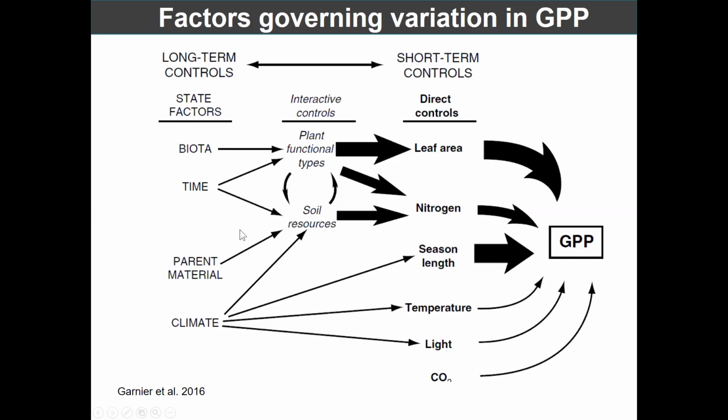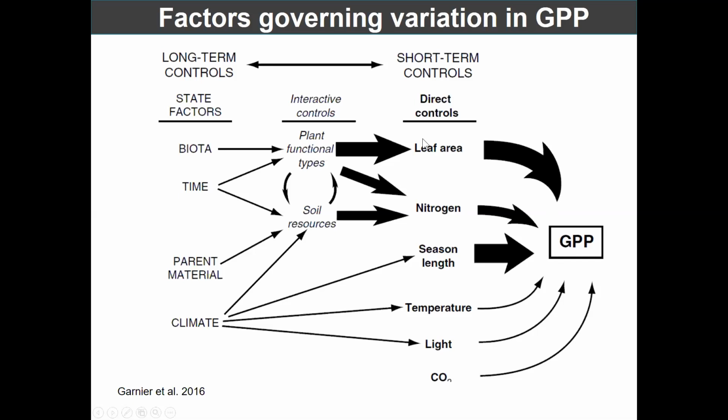And as I was mentioning before, most of these factors are actually used in Earth system models, and plant functional types are also used in Earth system models. But as you can see here, these different arrows represent the importance of each of these factors and how they affect the gross primary productivity. So basically, the larger the thickness of the arrow, the stronger the effect, and the more important this attribute is in controlling rates of carbon capture.